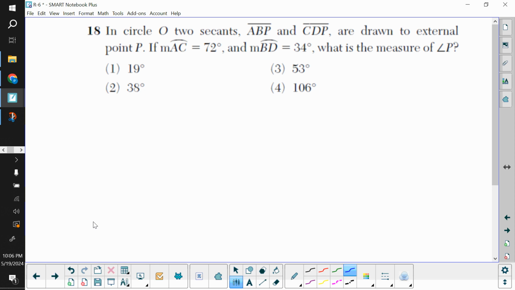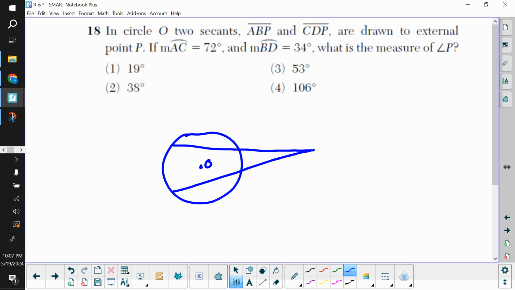All right, circle O. Reminder, a circle is named by its center, so if we've got circle O, that means O must be our center. We have two secants drawn to an external point P. Secants hit the circle in two spots. So there's our point P that is outside the circle. Notice the order of the points A, B, P. B has to be between A and P, so that means A would be here, B would be there, and then P. And likewise, we have C, D, and then P.